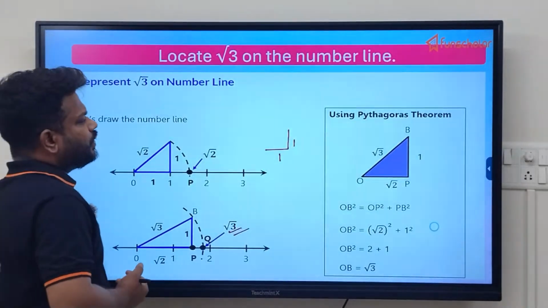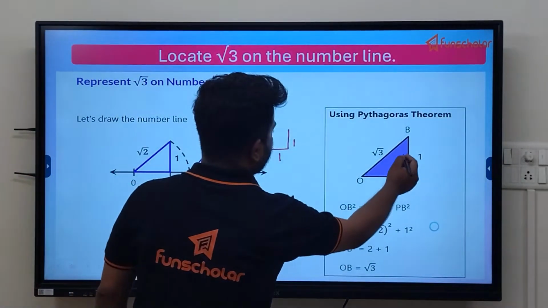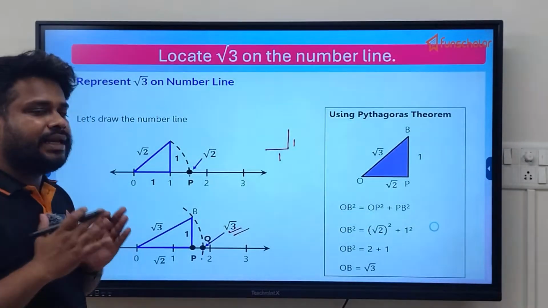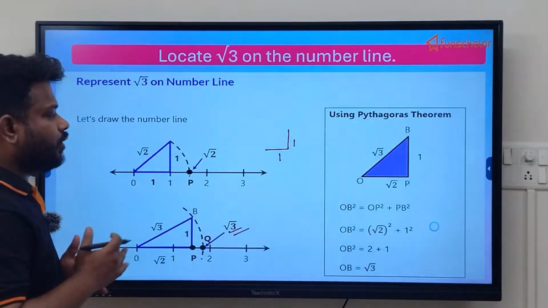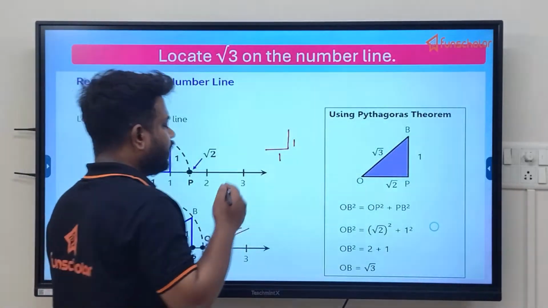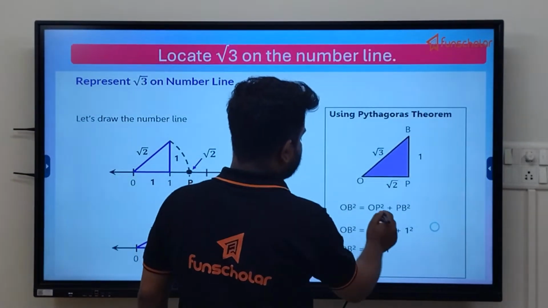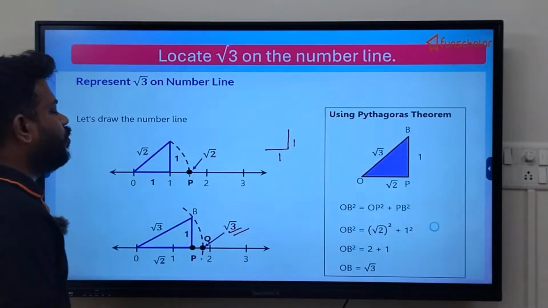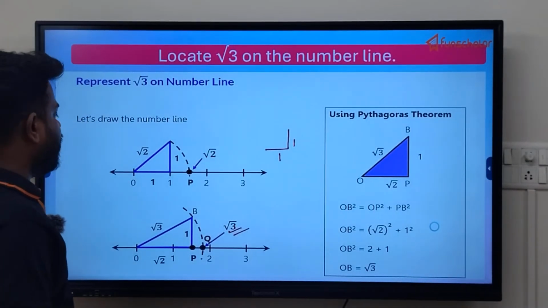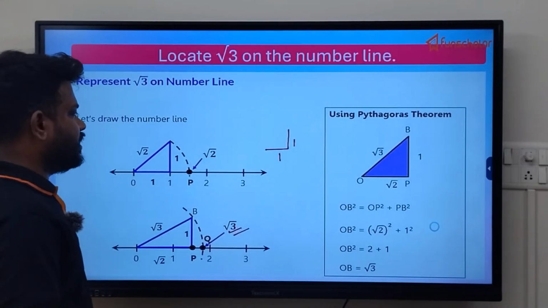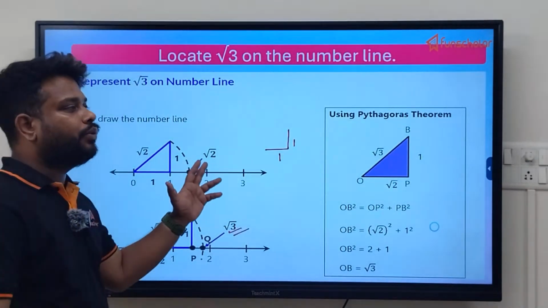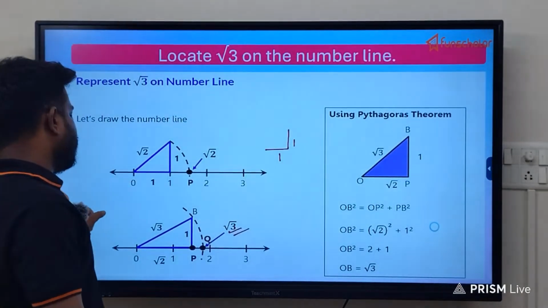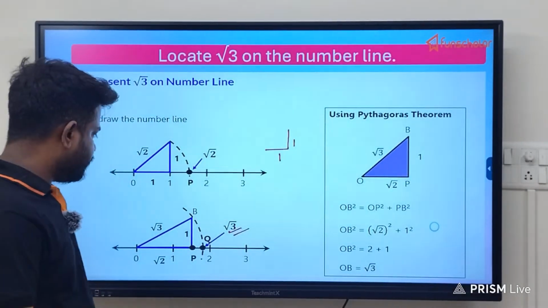Okay, using Pythagoras theorem we can write root 2 here and 1 here. You have to just choose the base and height carefully so that you can plot them. Okay, they have taken OP as root 2 units and BP as 1 unit. So OB square will be root 3 unit, and it will be placed like this. And we have already learned where root 2 will lie, so this will be easy for us, right?